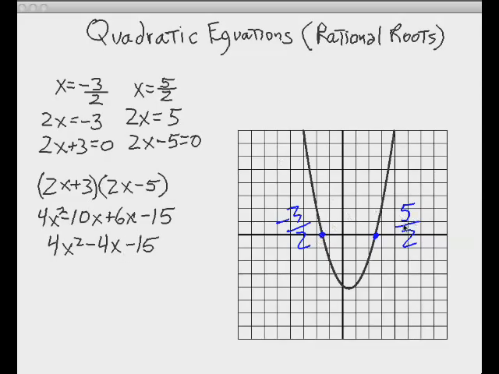of -3/2 and +5/2. Now, notice with these factors and roots that this number ended up here with the opposite sign. This number ended up here with the opposite sign. And this ended up here, and this ended up here, which is a property that can be a shortcut in the future when you deal with quadratic equations of this type.